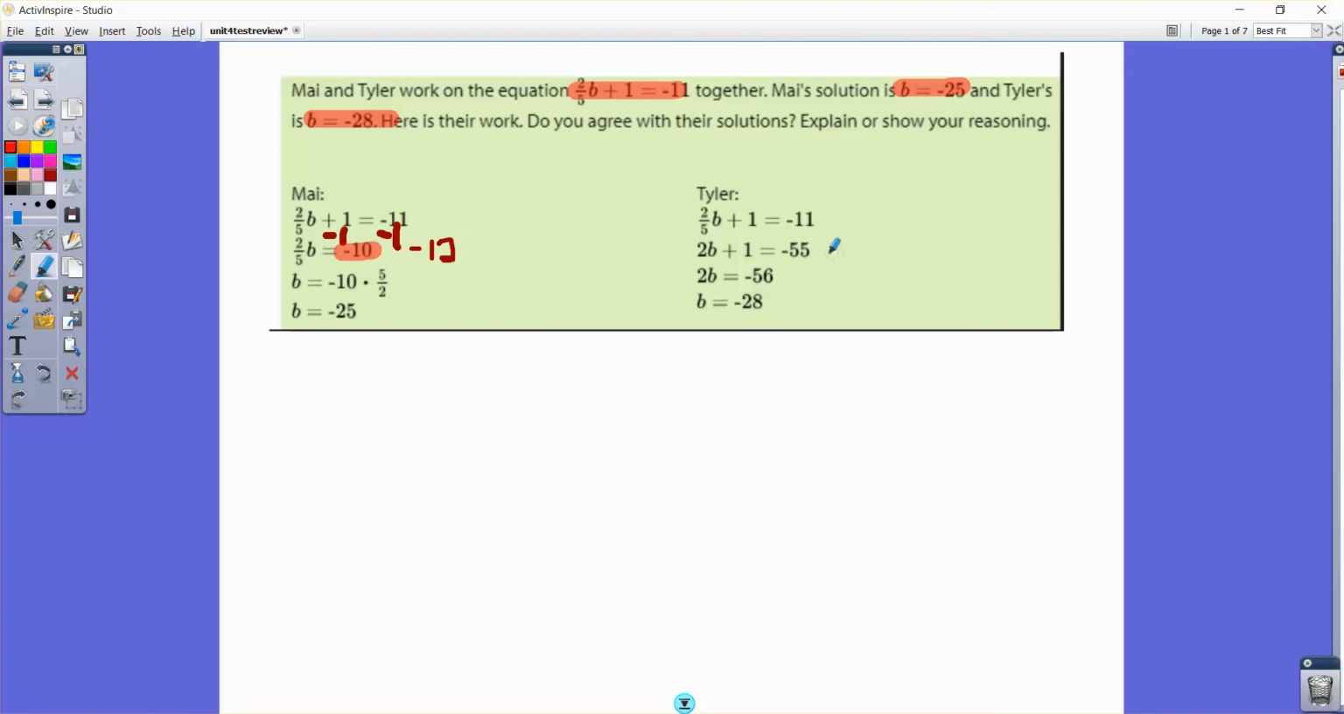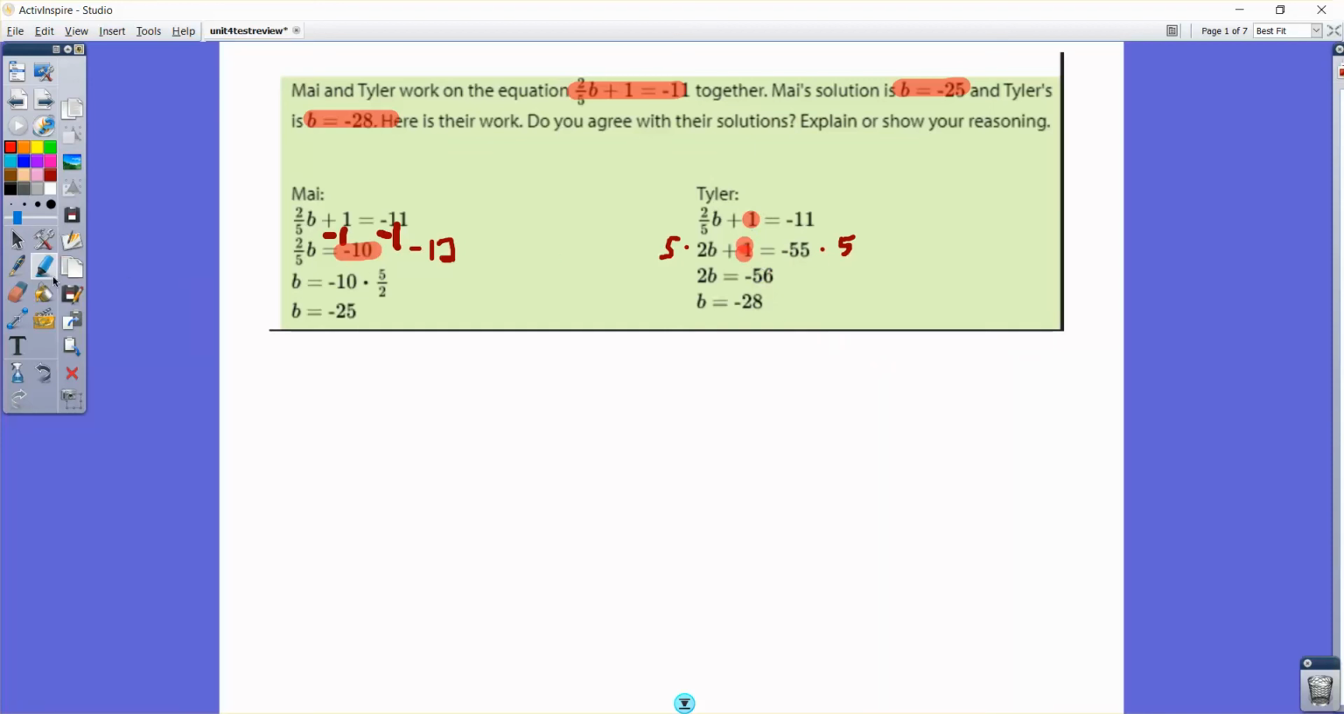It looks to me like Tyler started with the same equation, and then his next line is 2b plus 1 equals -55. So this says to me that Tyler did some multiplication. It looks like he multiplied by 5 here, and then he multiplied this by 5, right? But when you multiply by 5, you have to multiply everything in the equation by 5. All the terms need to be multiplied by 5. So 2/5 of b times 5 is 2b. -11 times 5 is -55, but 1 times 5 is not 1, it's 5.